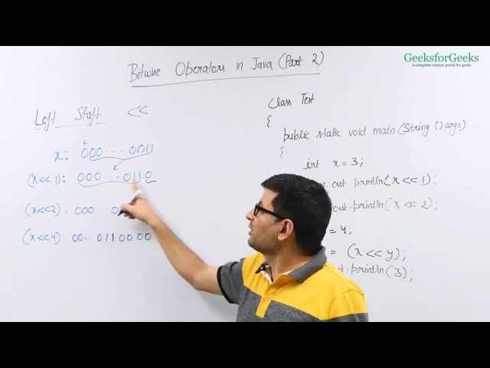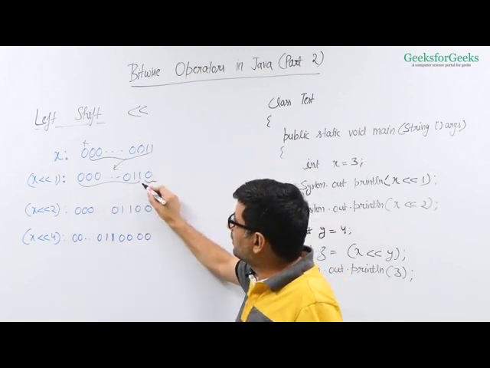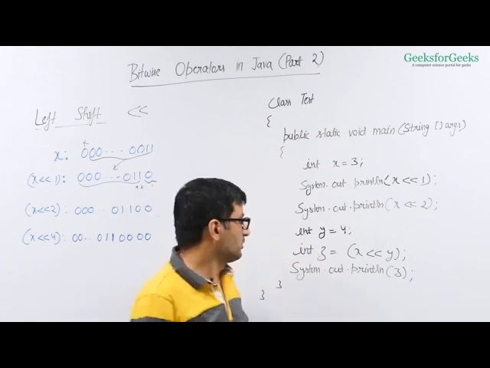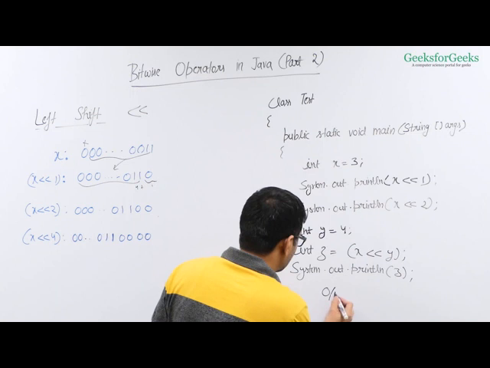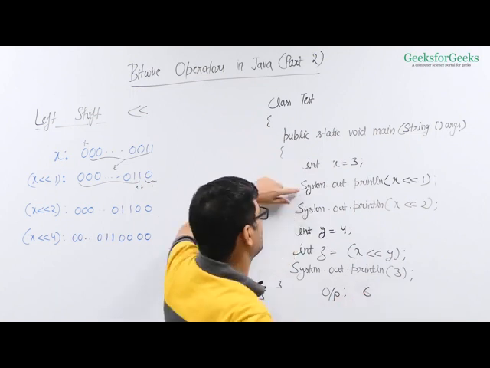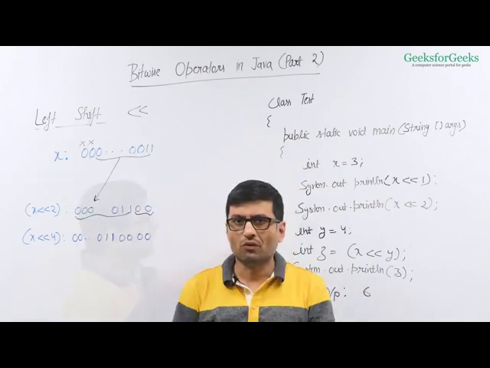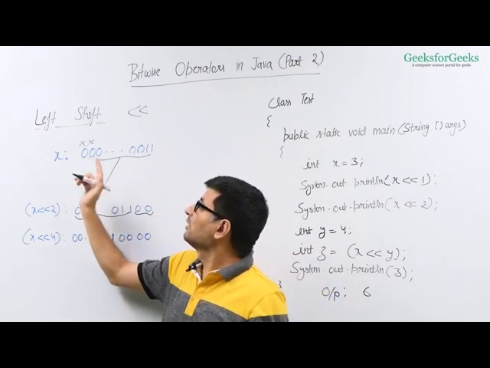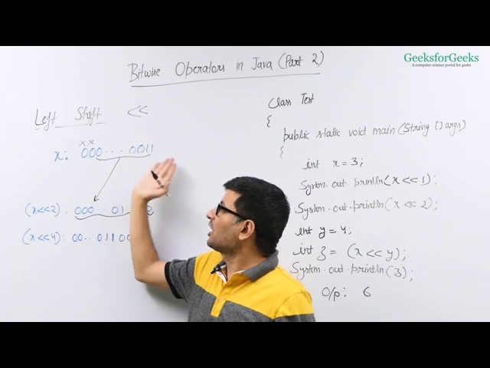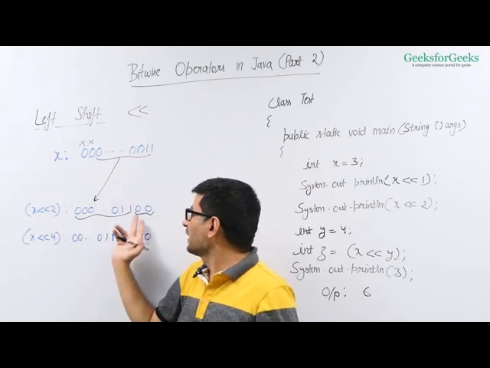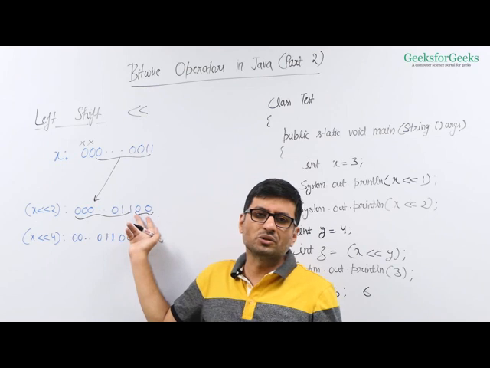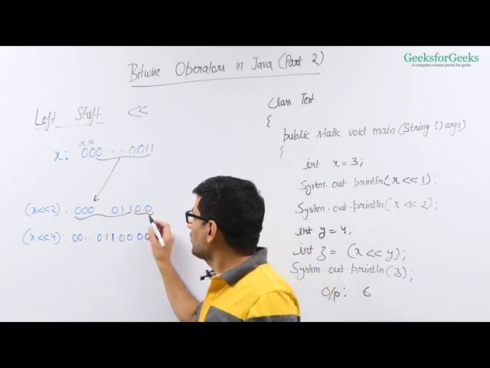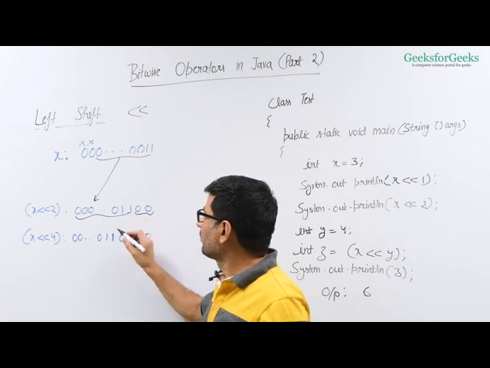So what is the value of this? 1, 2, 4. 2 and 4, 6. So the first output that we are going to get here is 6. x left shift 1. When you left shift by 2, these 2 leading bits are ignored. The remaining 30 bits are moved toward the left side and 2 new trailing zeros are added. So that's your new number. What is the value of this number? 1, 2, 4, 8. 4 and 8, 12.